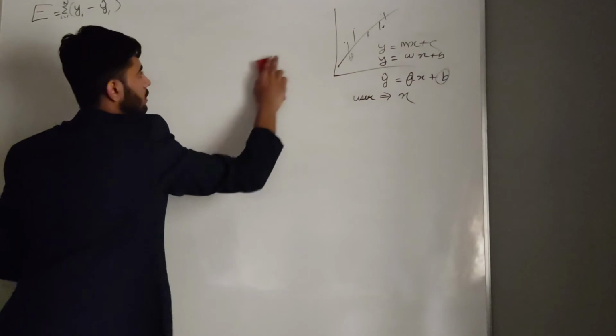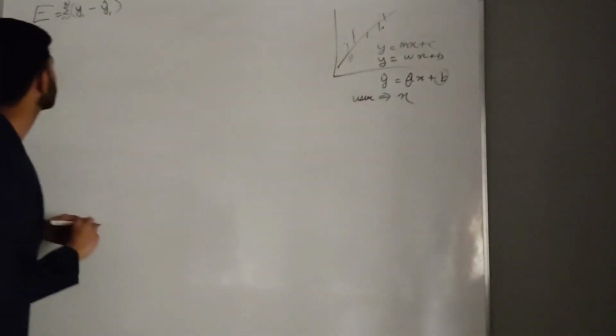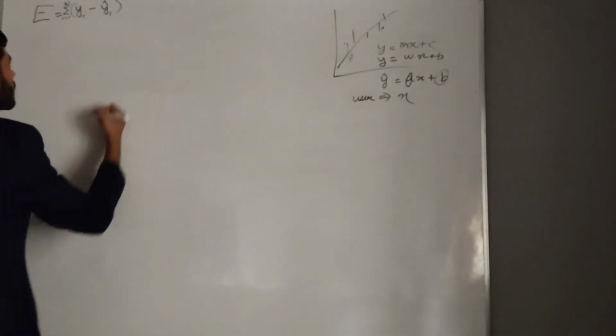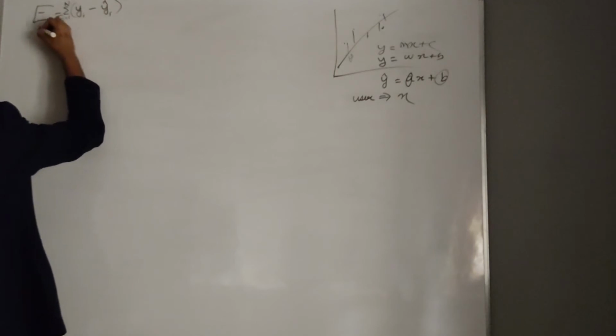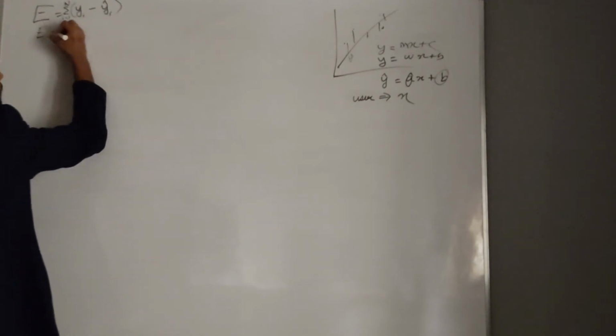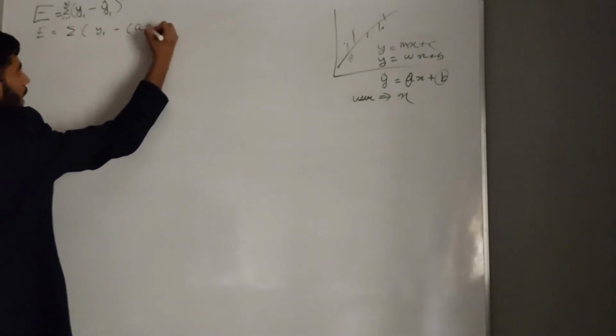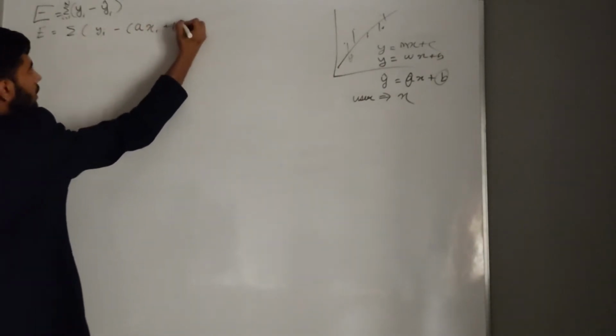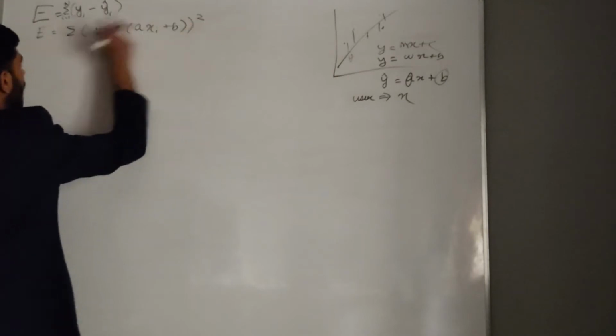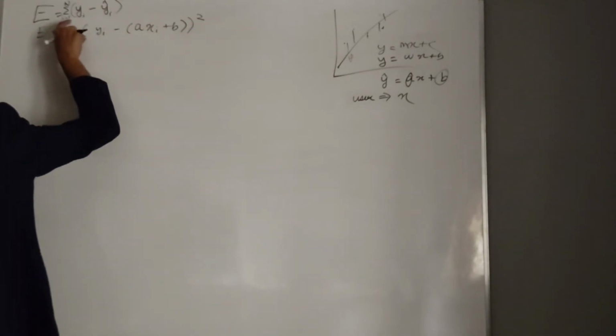So what I'm going to do is, here there's a square term. So first of all, I'm going to write this equation as summation of yi minus (axi plus b) whole square. I'm not going to write i equal to 1 to n every time here.